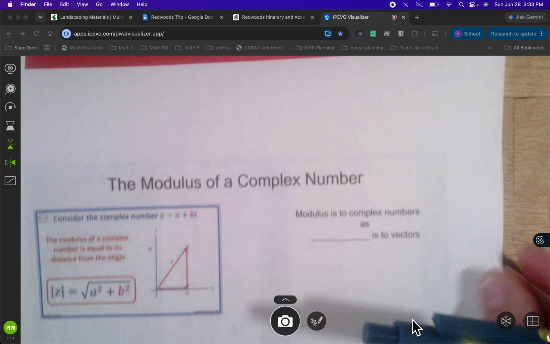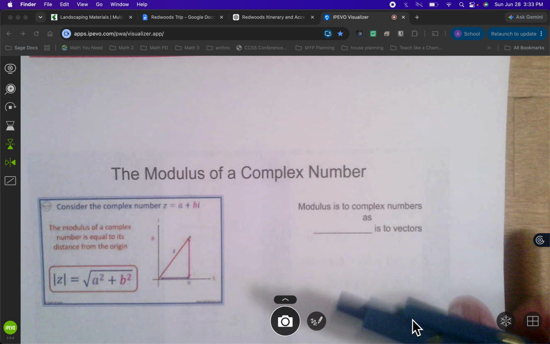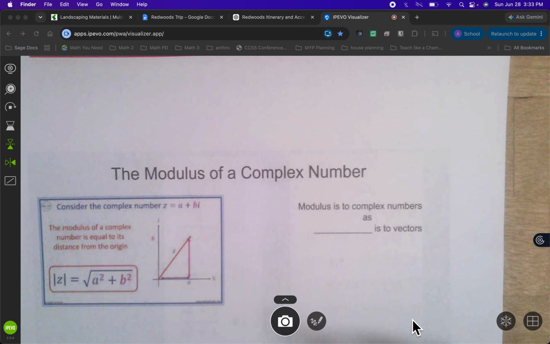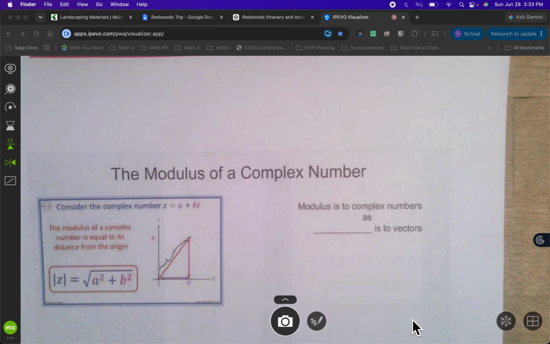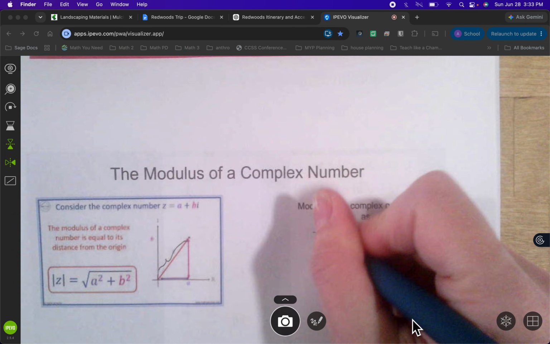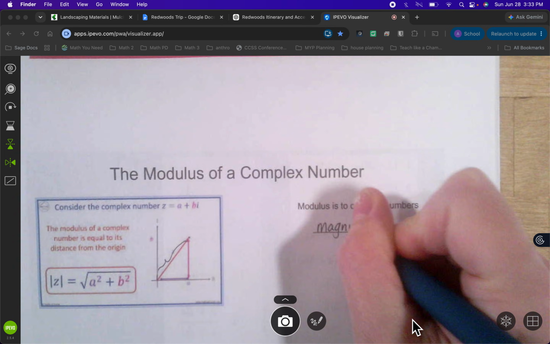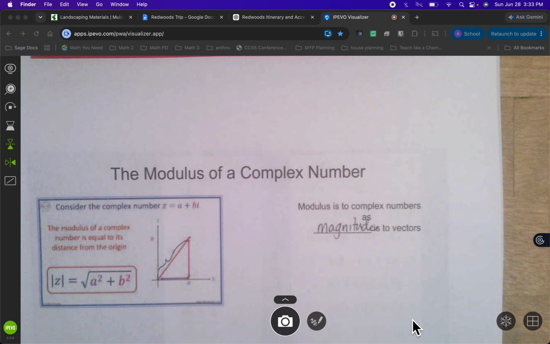It's very similar. When we talk about the modulus of a complex number, we're really just talking about how long it is. So it's asking for this length right here. How long is that? Which is just like when we did the magnitude of vectors. So it's the same procedure, with a few things to be aware of.